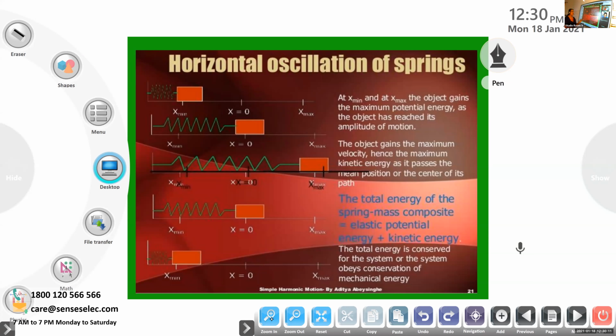Thus, the total energy of the spring mass system is equal to elastic potential energy plus kinetic energy, and total energy is conserved for the system. The system obeys conservation of mechanical energy. So this proves it: the total energy expression, the graph, and this picture prove that it obeys the conservation law of energy. Okay, so that's about horizontal oscillation.